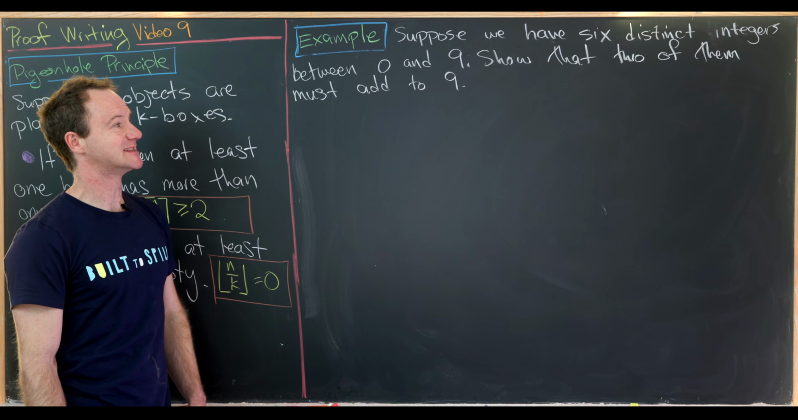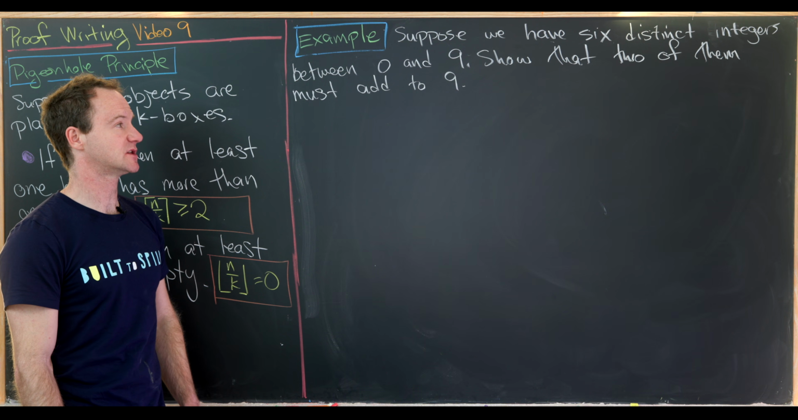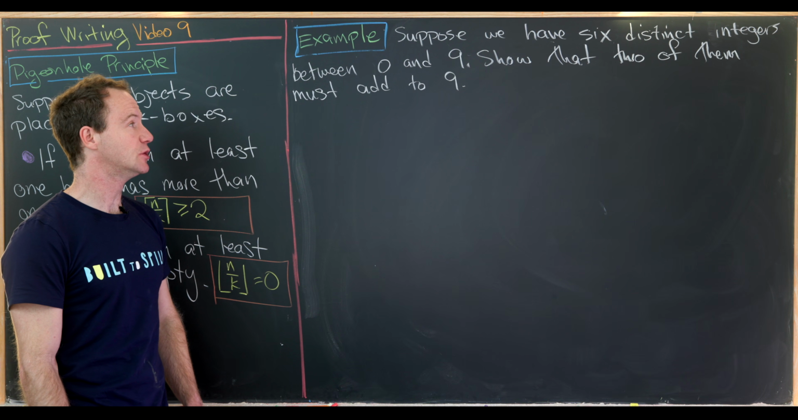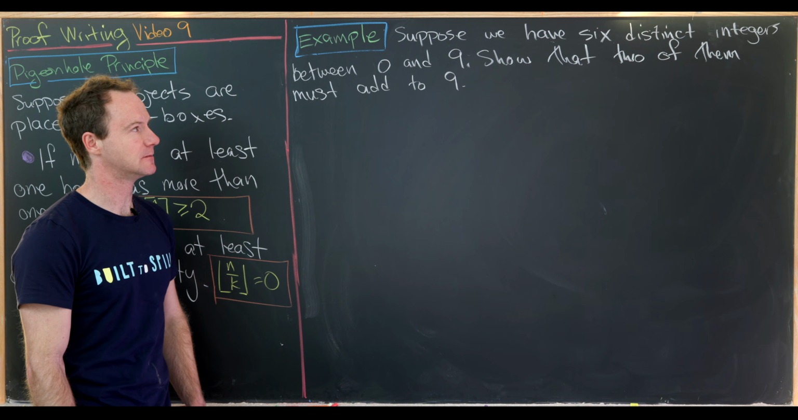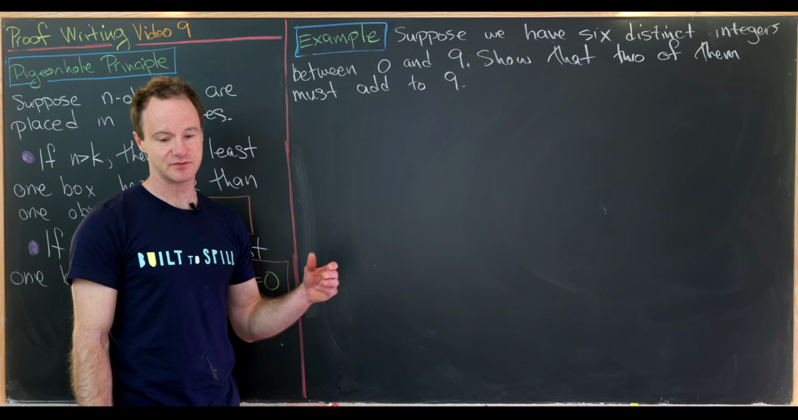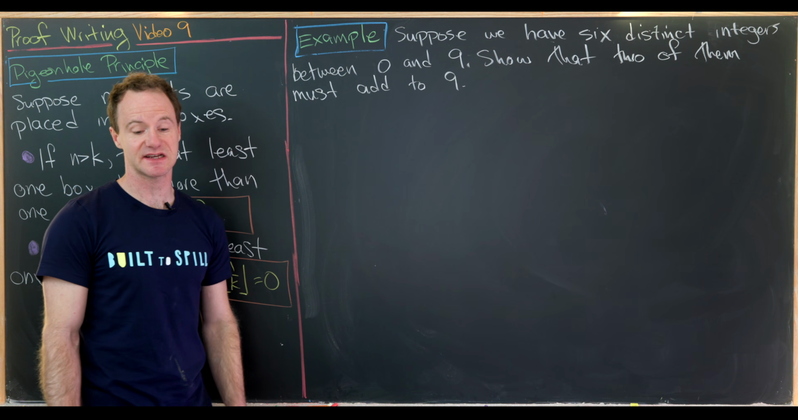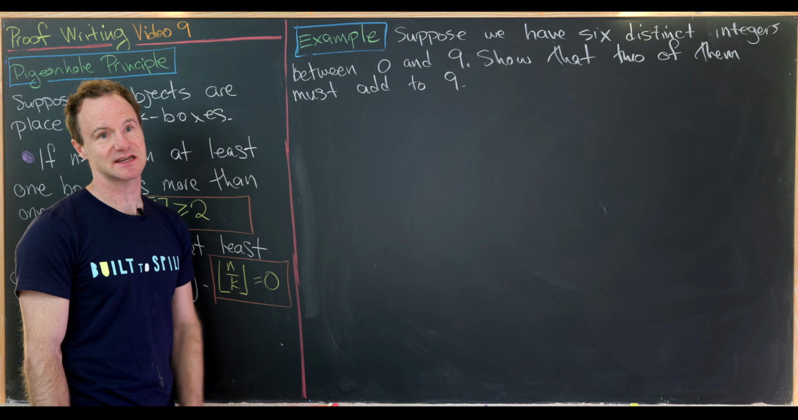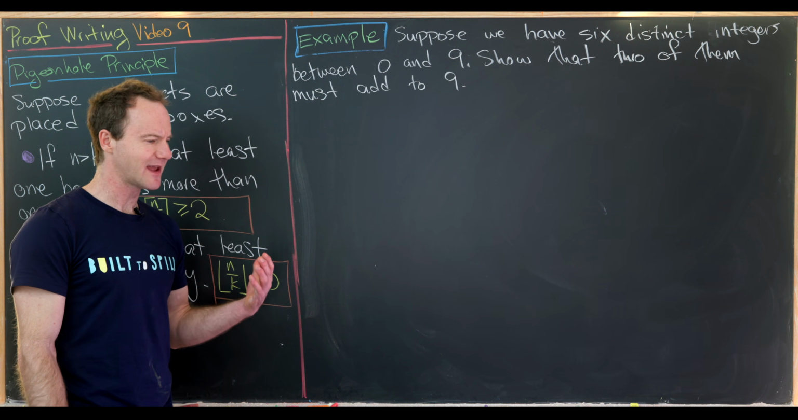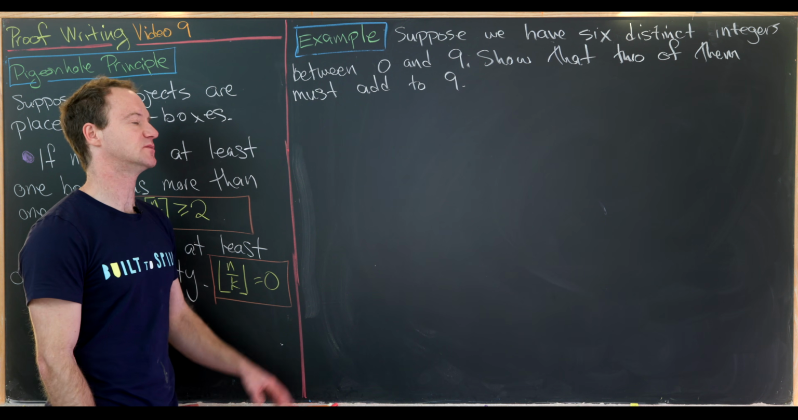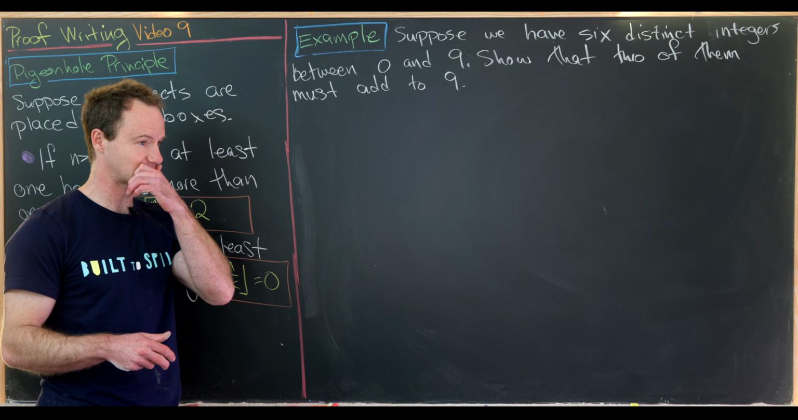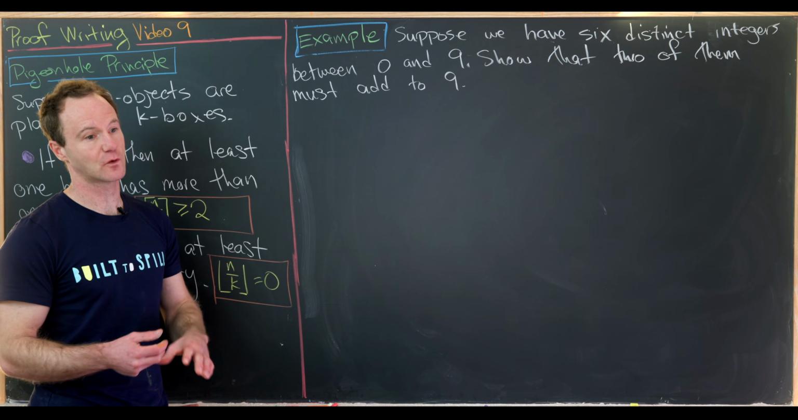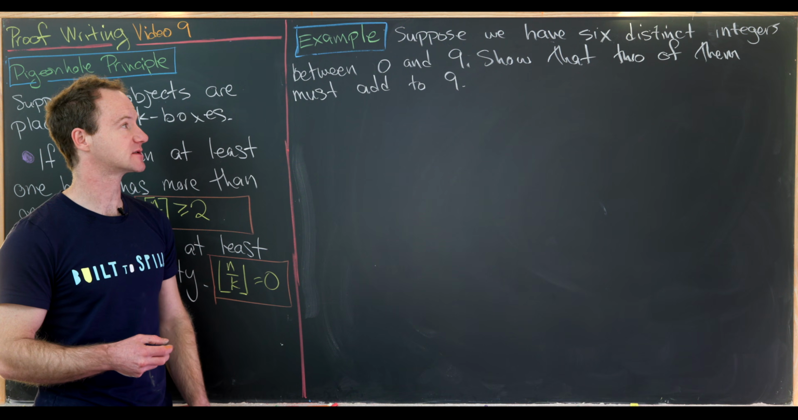Let's suppose we have 6 distinct integers and they're between 0 and 9. Then we'd like to show that 2 of them must add to 9. Okay, so we've got 6 objects. Those 6 objects are the 6 integers, and we'd like to place them into less than 6 boxes. And so likely it'll be exactly 5 boxes, because for these introductory examples, you generally have one less box than objects, forcing 2 objects in a single box.